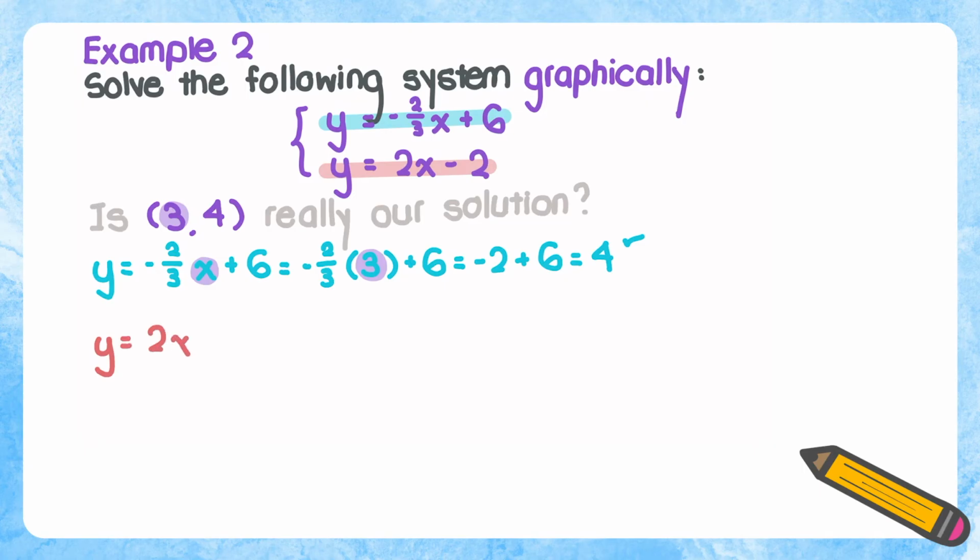So it's true for our first equation. Let's check for our second equation. y equals 2 times x minus 2. Replace the x with the 3. So we have 2 times 3 minus 2. I replace the x with this 3. 2 times 3 equals 6. And we have the minus 2. 6 minus 2 is 4. Since both equations are true, we know that we solved the linear system correctly.